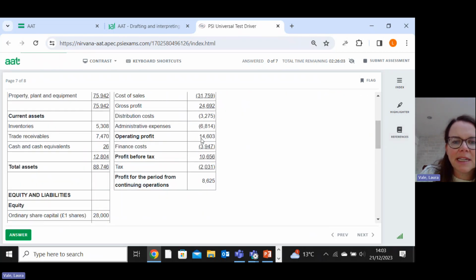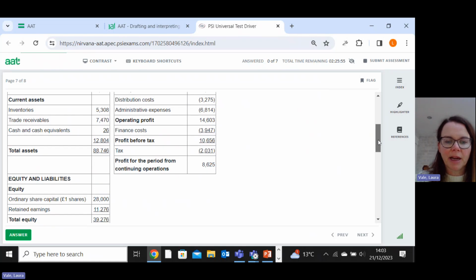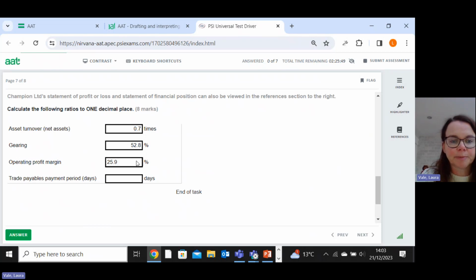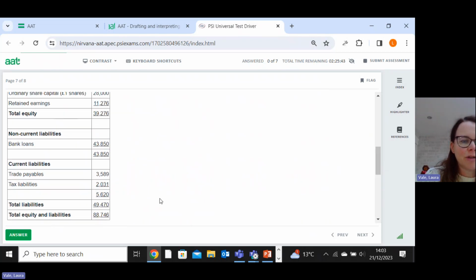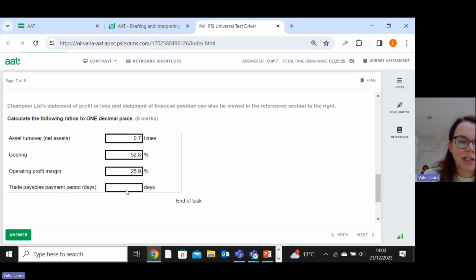Operating profit margin. So operating profit is 14,603 divided by 56,451 times it by 100, round to one decimal place, and we get 25.9. And then the trade payables payment period is going to be your trade payables, 3589, divided by your cost of sales, 31,759, and then multiply by 365. And again, it's just to one decimal place. So that gives us 41.2 days.